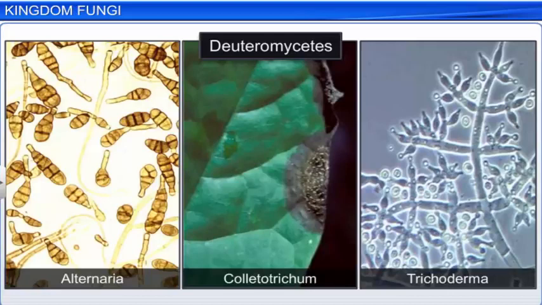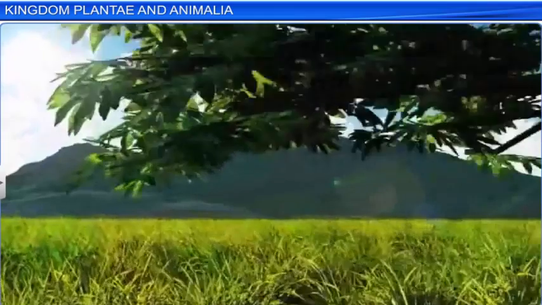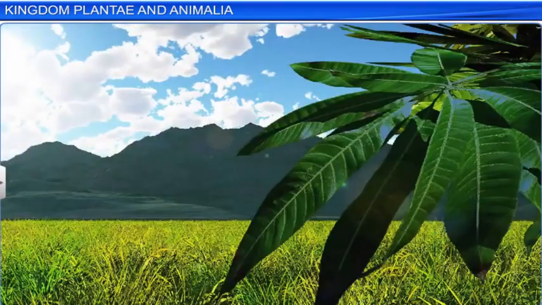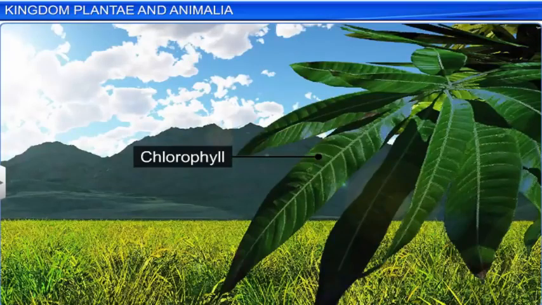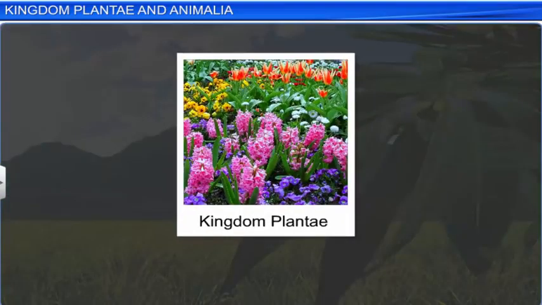Therefore, members of kingdom fungi display a diverse set of characteristics. All eukaryotic, chlorophyll-containing organisms, that is, plants, fall under kingdom Plantae.